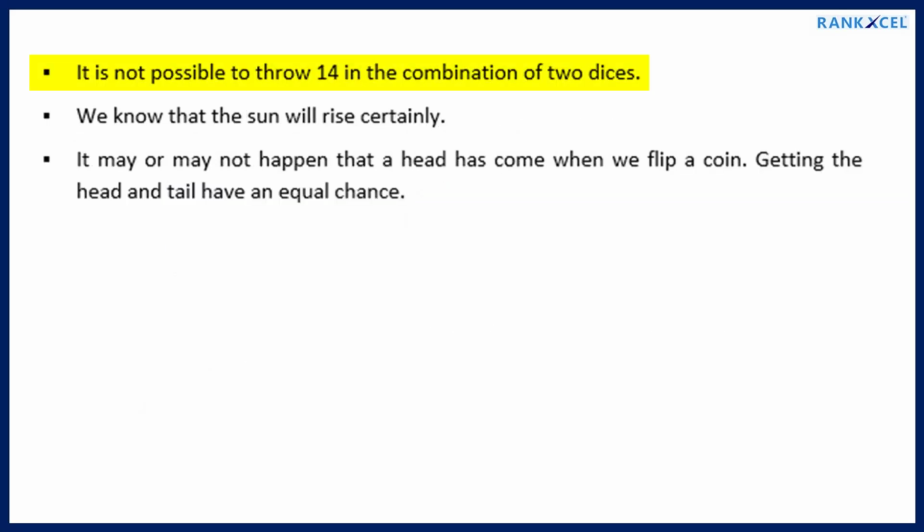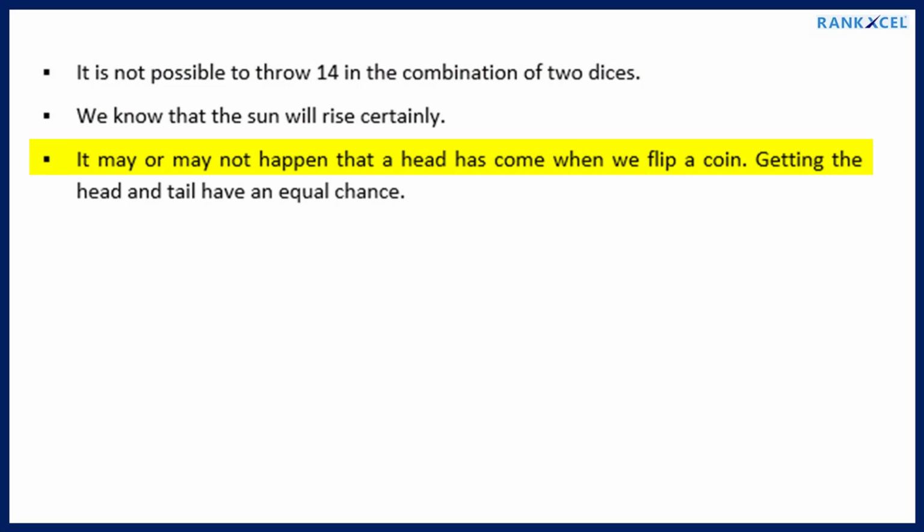It is not possible to throw 14 in the combination of two dice. We know that the sun will rise certainly. It may or may not happen that a head comes when we flip a coin. Getting the head and tail have an equal chance.